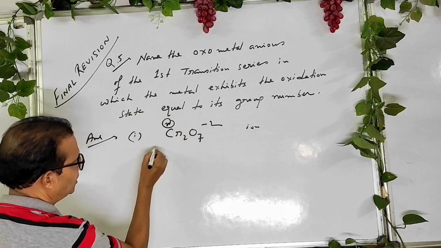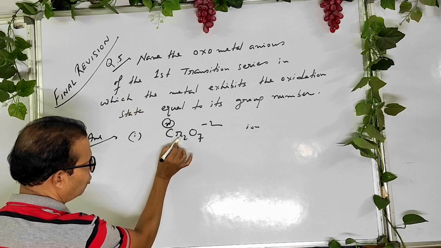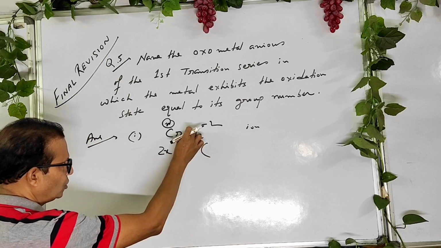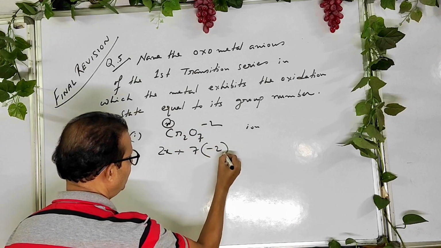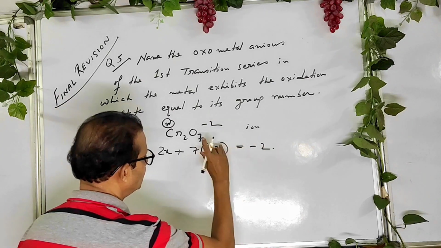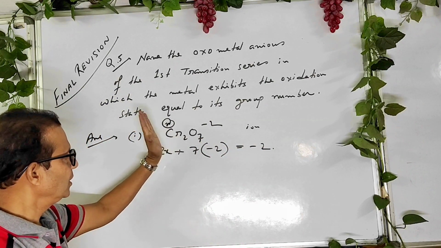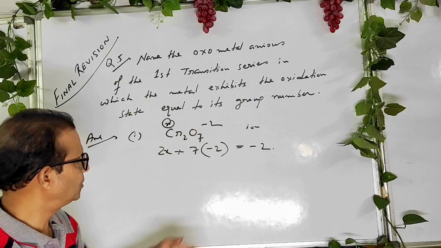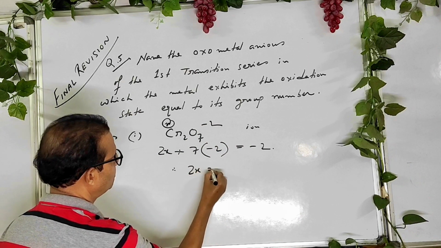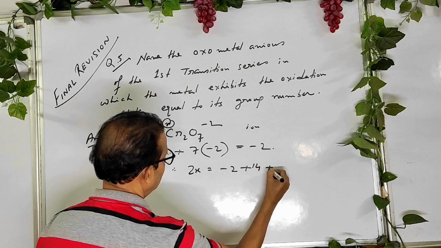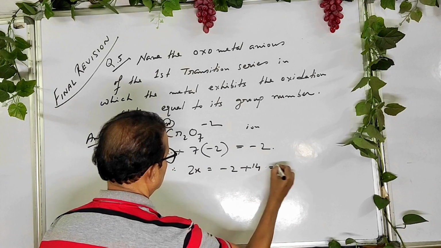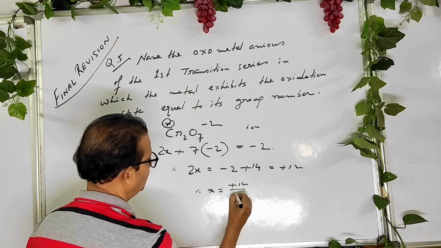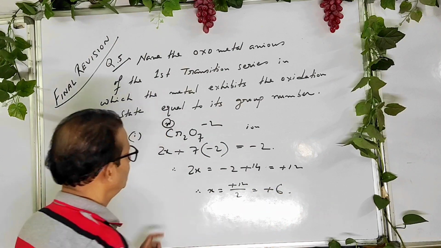Calculate the oxidation state first. One chromium possesses x, two chromium possess 2x, plus 7 into the oxidation state of oxygen, which is always -2, equals the charge. The rule to find the oxidation state is that the sum of the oxidation states of all the elements equals the charge. Therefore 2x = -2 + 14 = +12. Therefore x = 12 by 2 = 6. So this is the answer.